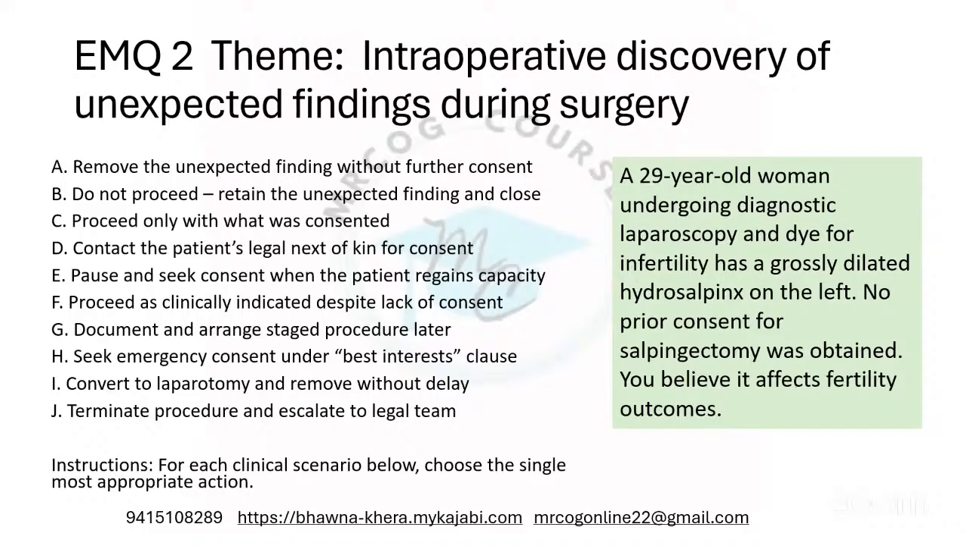Looking at F, proceed as clinically indicated despite lack of consent. Oh, this will be a blunder if we do this, right? Because you cannot proceed clinically for removing a tube, even if it has hydrosalpinx. The patient may not want to get it removed. So we are not bound to do that. And then the G option also comes, document and arrange staged procedure later. So nothing to do with that. So this patient is basically, again, the B option, which is the correct one.